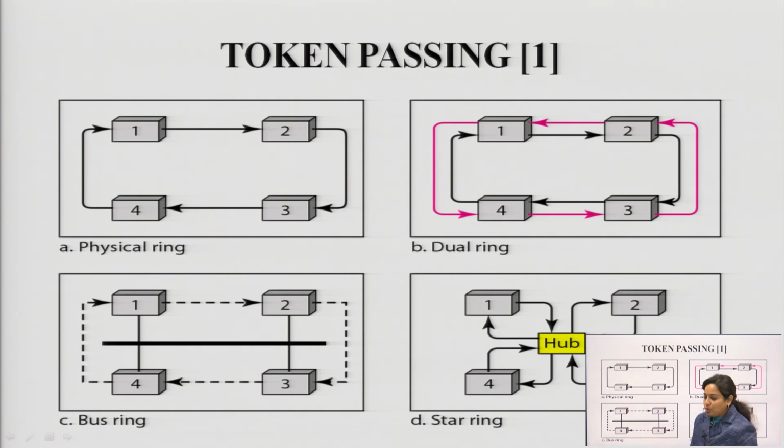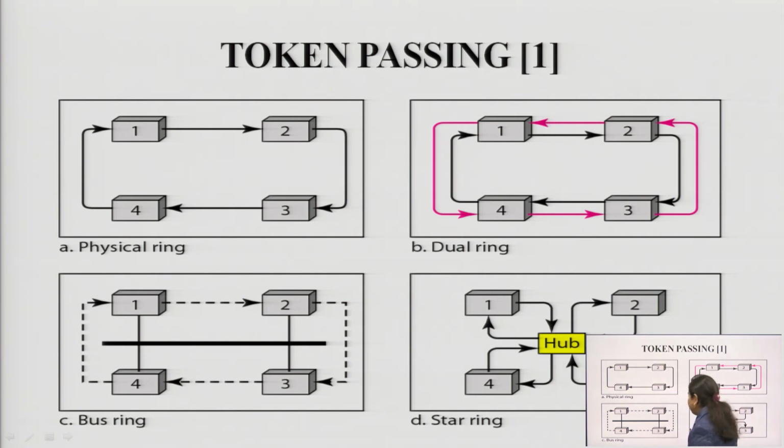Now, next one is the token passing. So, this is also a kind of controlled access protocol. Why is it a controlled access protocol? Because a token, you can say a ticket or a token, is going to revolve or transfer from one station to another station.